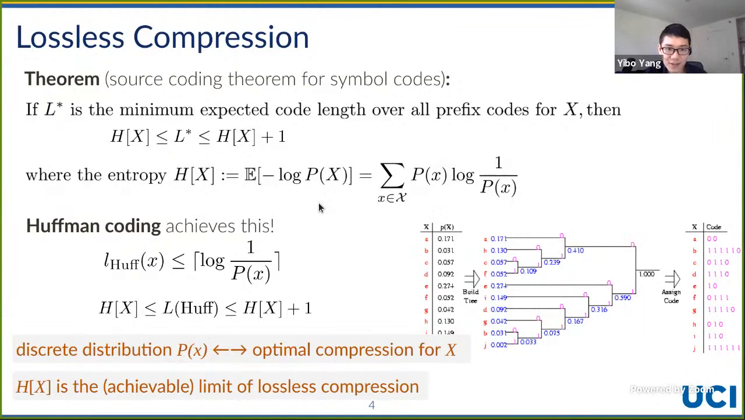So it's, again, some expected value. And the thing we're averaging over is this negative log probability, which you can think of as the amount of information in each observation of x.